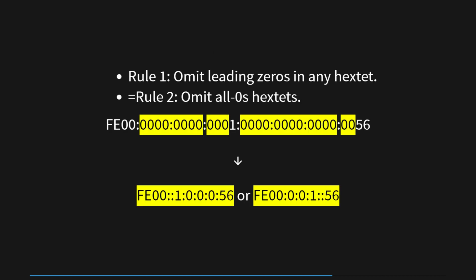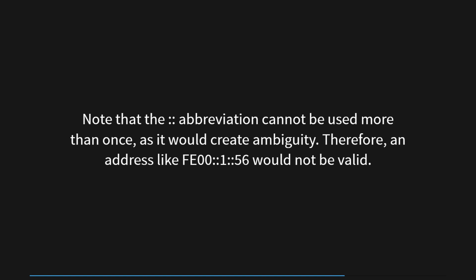To clarify these conventions, let's examine an example IPv6 address. In this address, there are two instances where one or more hextets have 4 zeros each. Two valid abbreviations using the double colon notation can be used. The second and third hextets preceding 0001 are replaced with a double colon. The fifth, sixth, and seventh hextets are replaced with a double colon. Note that the double colon abbreviation cannot be used more than once, as it would create ambiguity. Therefore, an address like FE00::1::56 would not be valid.